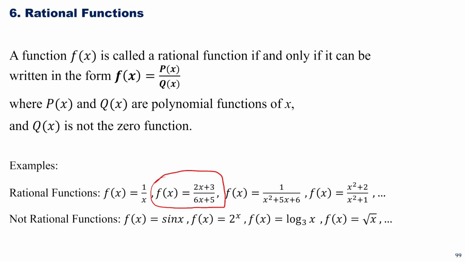Because we could easily see that the graph of this type of function can be obtained by transforming the function y equals 1 over x. So this function is of a relatively easy type, right?